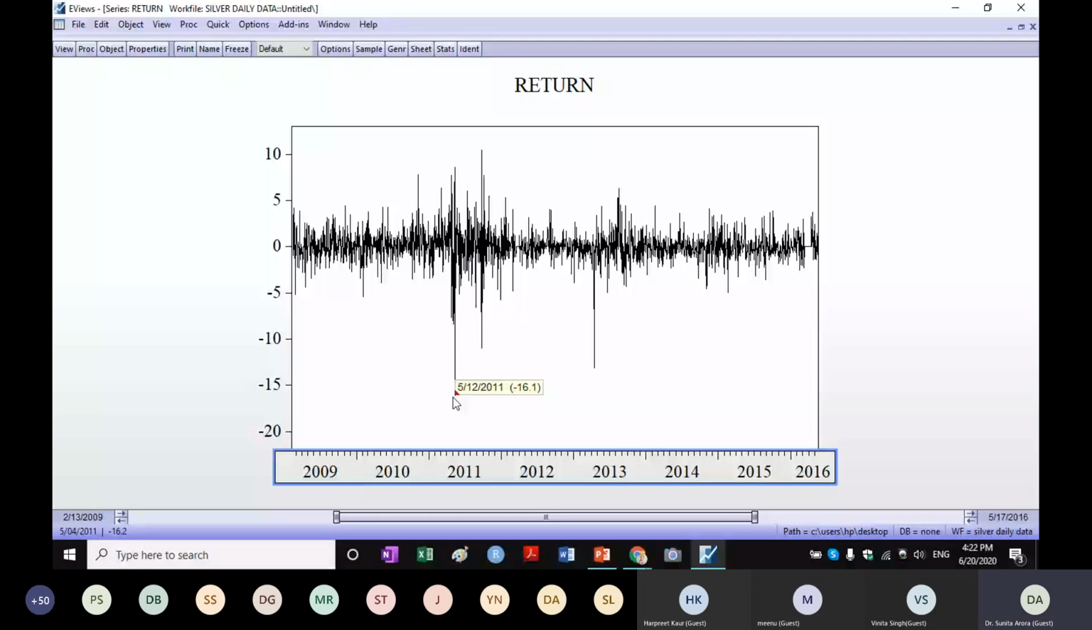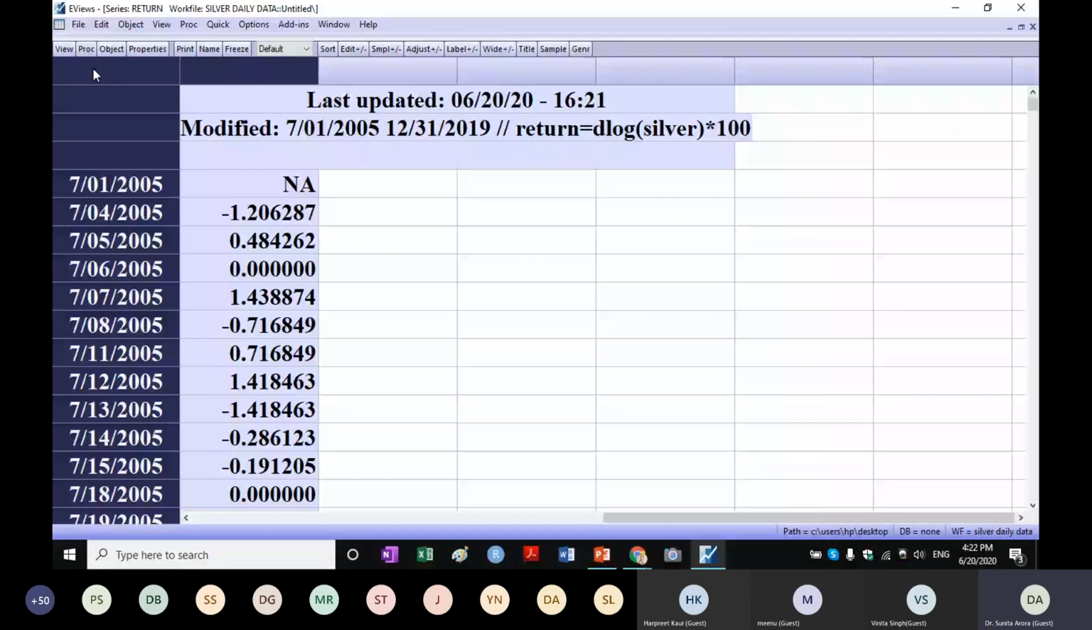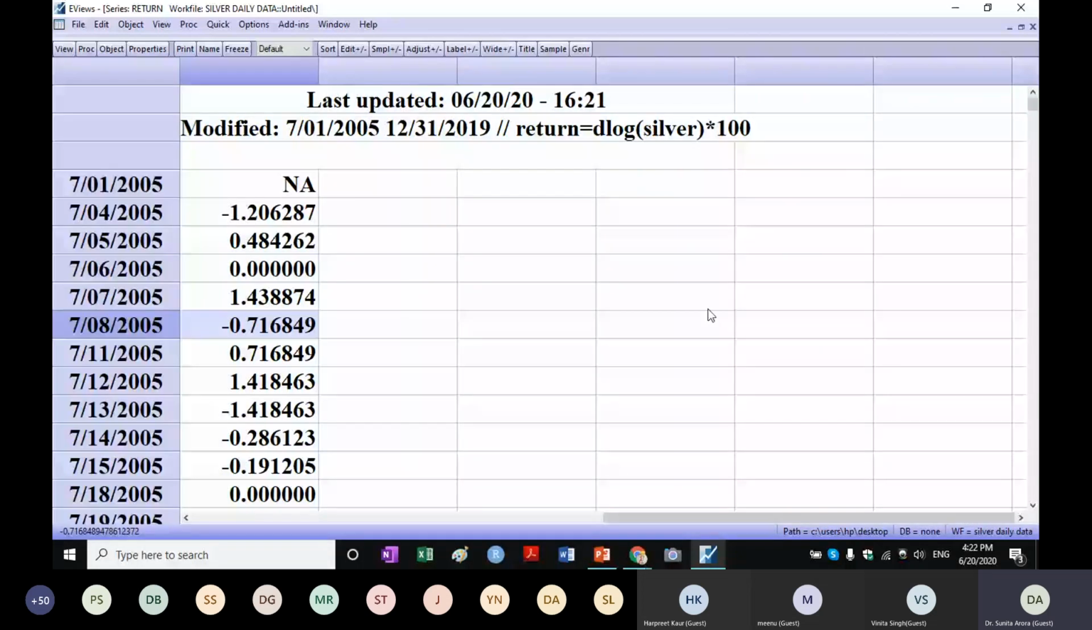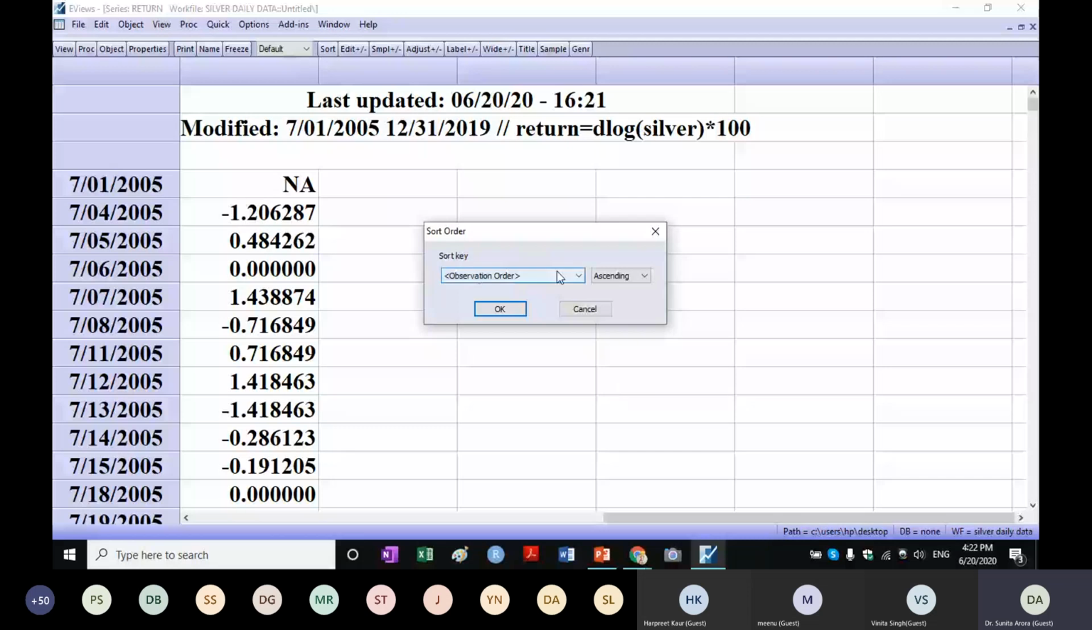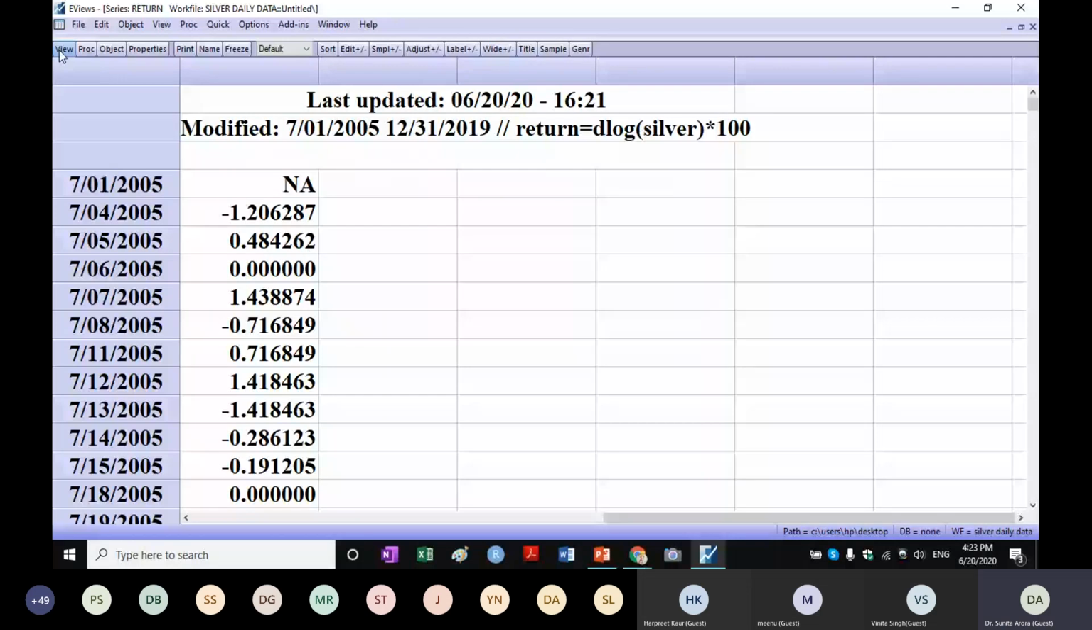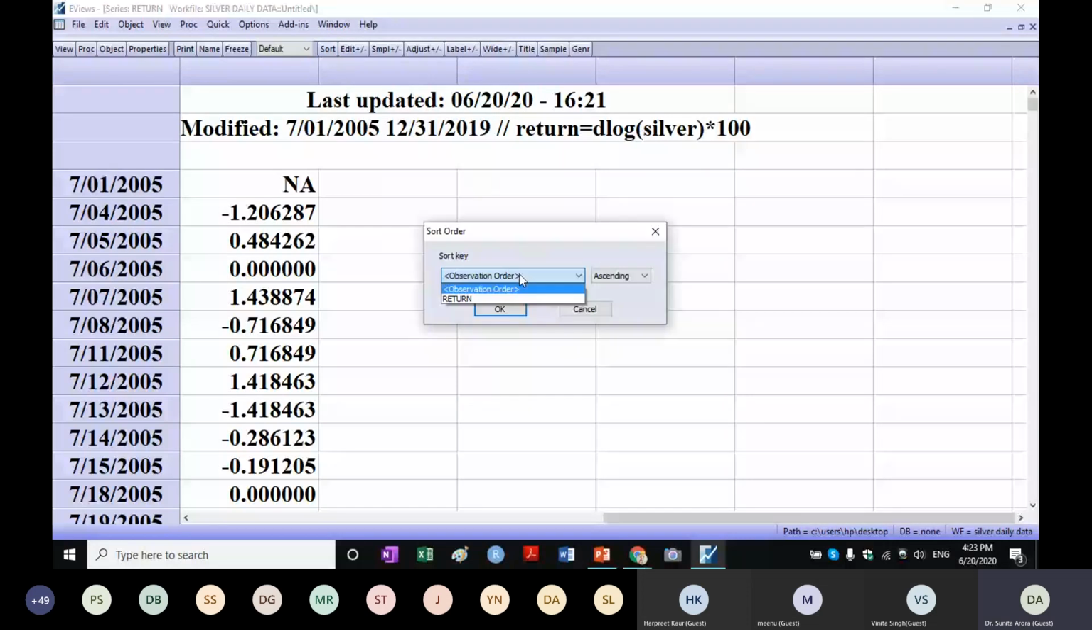Swarna was asking how to check the dates. One method is this, and the second method is view spreadsheet. I am telling you this for the first time. By default, it is sorted by observation order, but we will be sorting by return series in ascending order as well as in descending order. I went to view spreadsheet, meaning I opened the data, then sorted by return series.